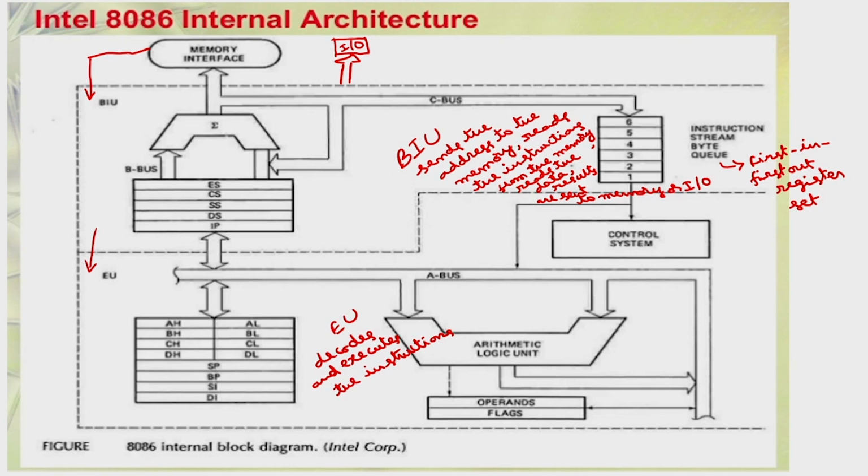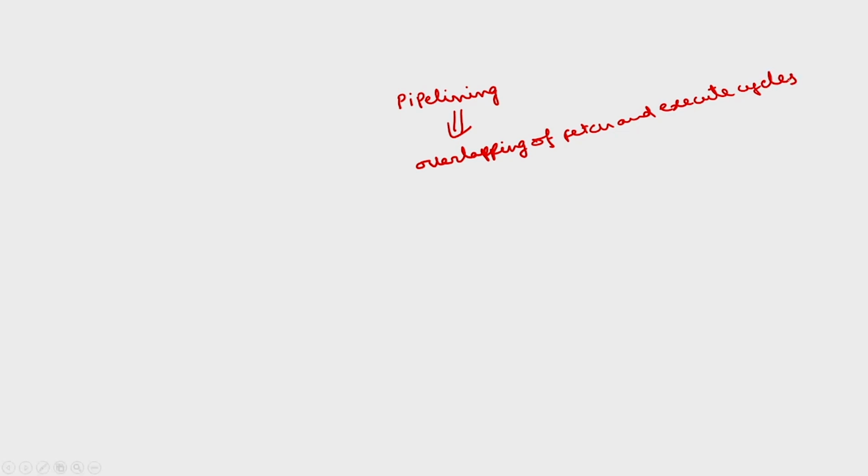This is what is called pipelining. The 8086 operates in pipelining mode. Pipelining is nothing but overlapping of fetch and execute cycles. So, what is the advantage of pipelining? Because we overlap the fetch cycle and execute cycle, we can speed up the operation.